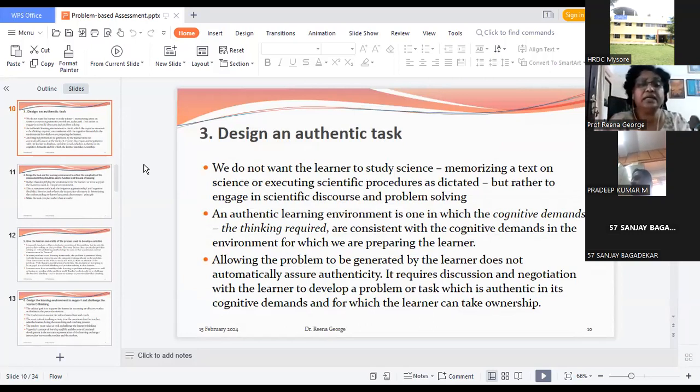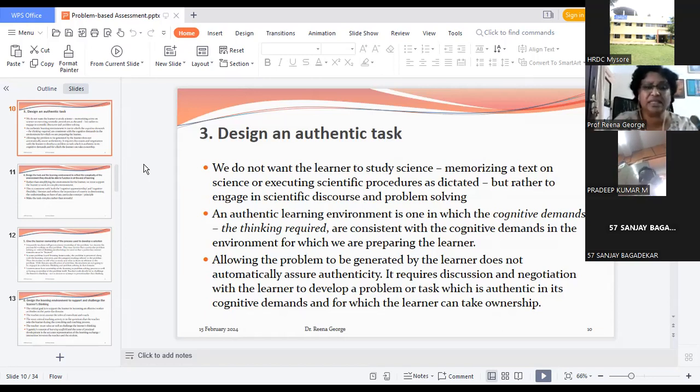In an authentic learning environment, the cognitive demand of the task or the thinking required for completing the task is convincing for the learner. The learner is convinced that if I do this, this is the gain, or this is what I am going to benefit from that. And the learner is now intrinsically motivated to undertake the task and complete the task. So this is another requirement in constructivist learning.